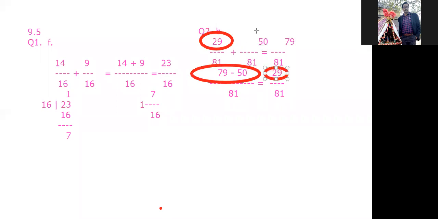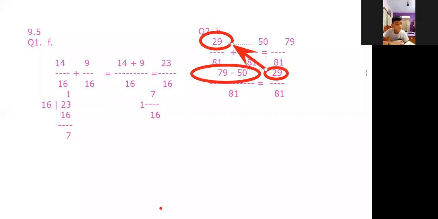So we can say this 29 is the result, and we just mention it here. Clear, everybody? Yes, sir. Okay, thank you.